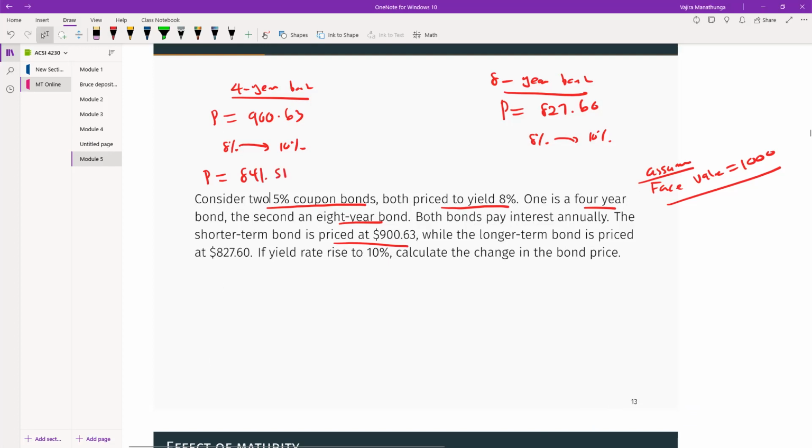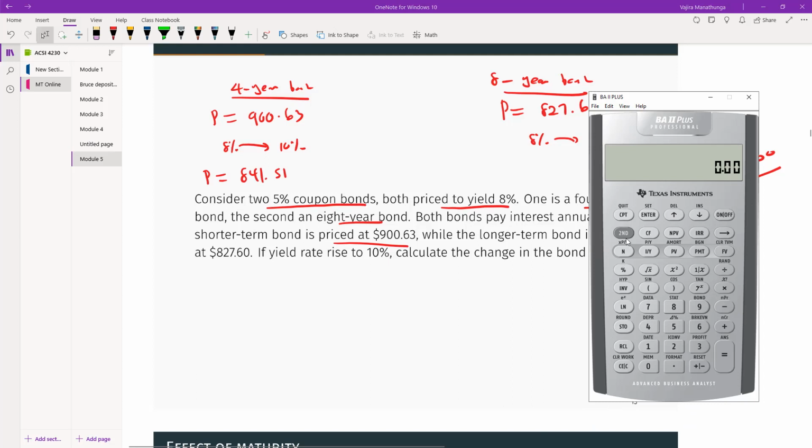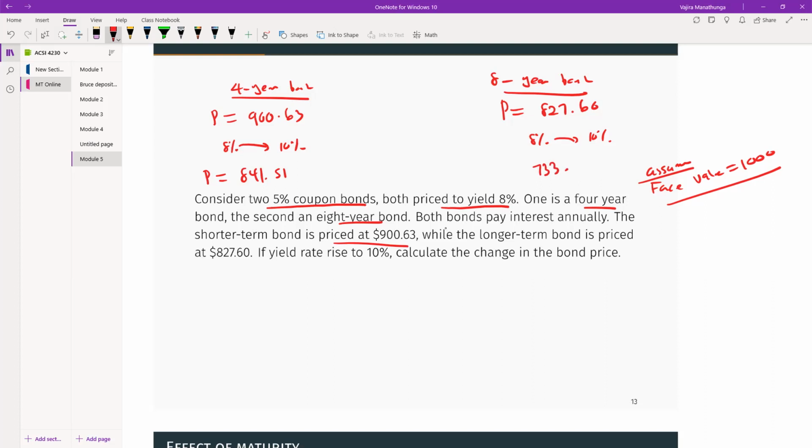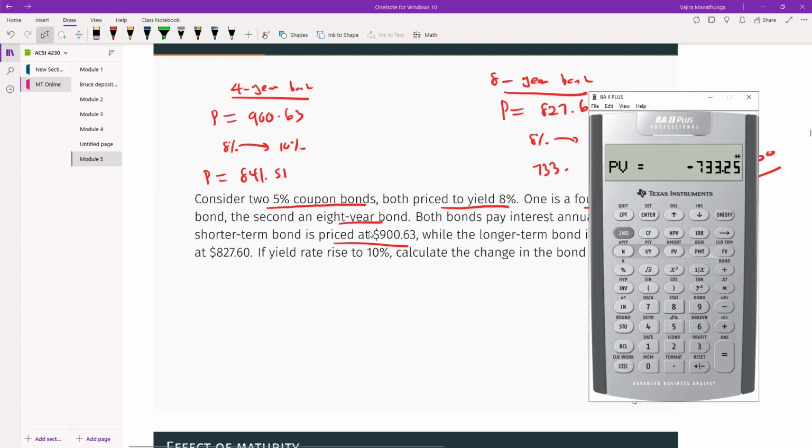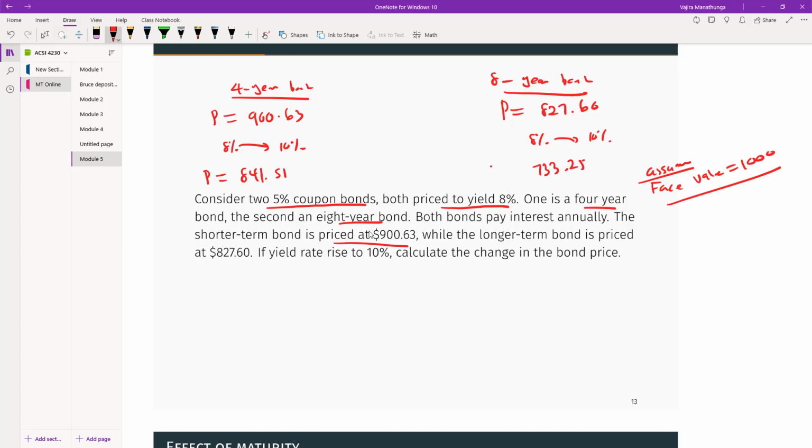The same for the second one. Second reset. This time future value is 1,000. Coupon is 50. Present value is what we want. The rate is now 10%. N is 8. Compute present value: 733.25. So let's see the price change.